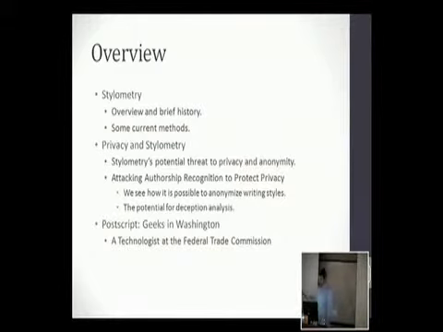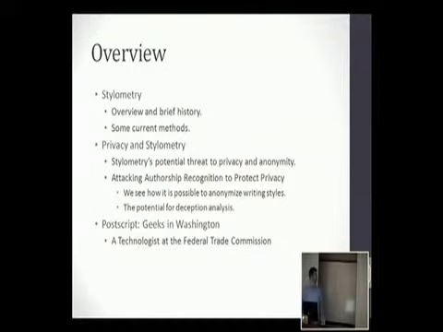And just as a quick postscript, I'm going to talk a little bit about my time in Washington, just a few slides, because I like to include that in all talks I give now to show that there are some other avenues for computer scientists other than traditional industry and traditional academia.